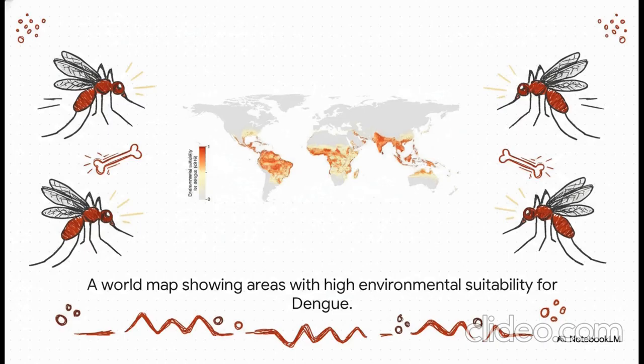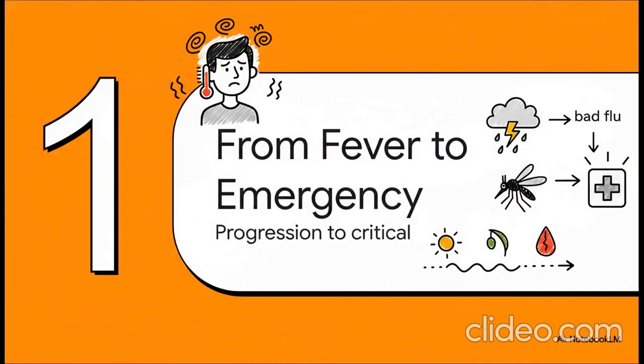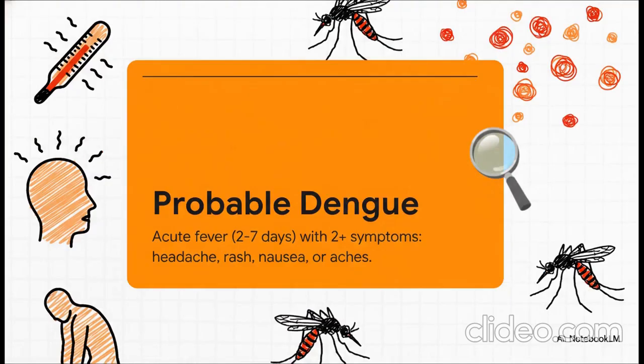But what does it actually feel like when you get it? And that's what we're tackling in our first section. We're going to break down how dengue goes from something that might feel like a really bad flu into a full-blown medical emergency. So for most people, this is where it all begins. Medically, this is what's called probable dengue. You've got a fever that just won't quit for a few days, maybe even a week. And on top of that, you have at least 2 other classic symptoms. You know, the headache, maybe a rash, or those aches and pains the disease is famous for. This is pretty much the starting point.